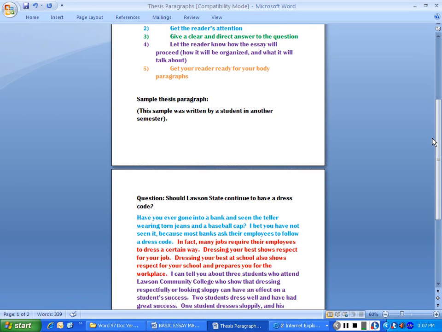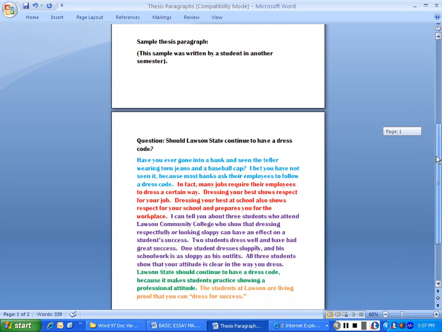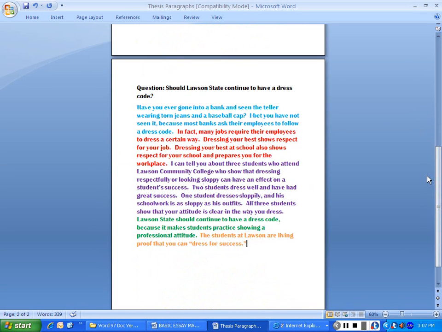Now you're ready with a great thesis paragraph in front of you to move on to your body paragraphs that will give those details that prove that your point of view or your opinion is a valid opinion.